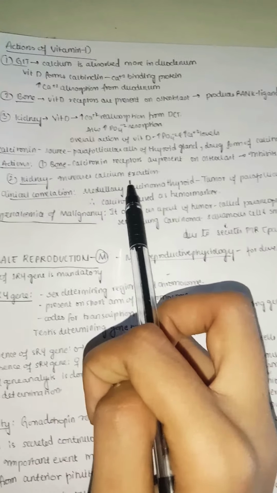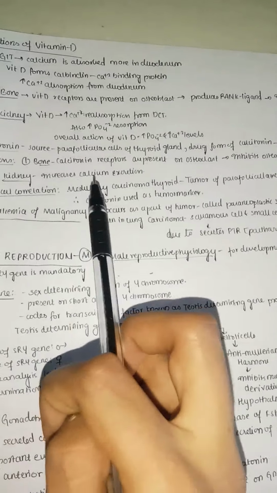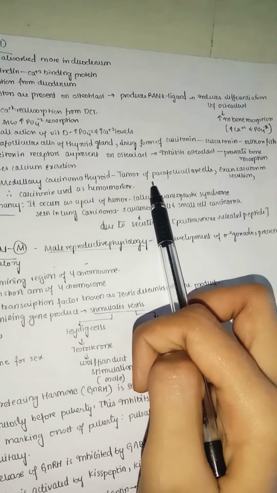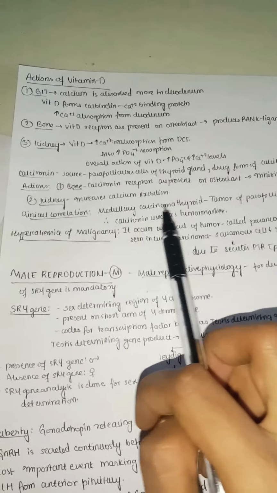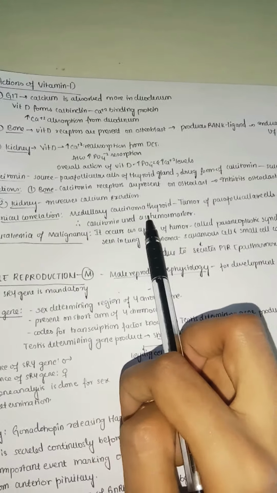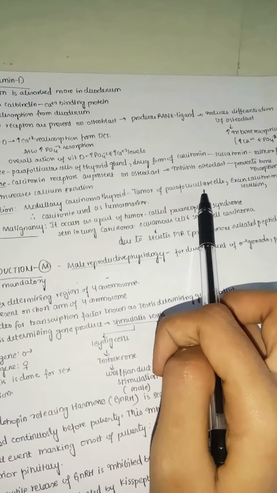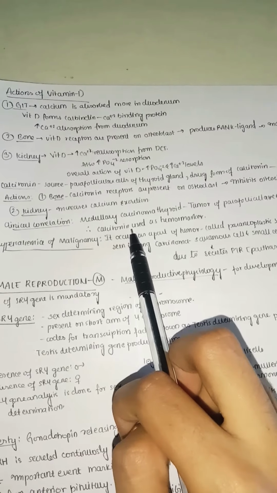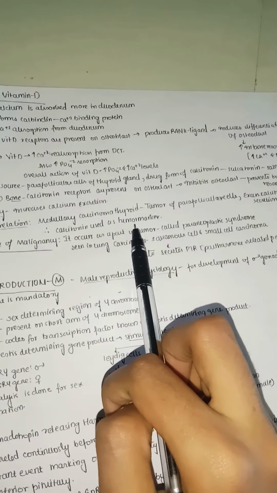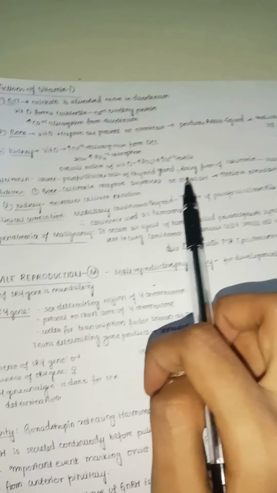it increases the calcium excretion. Clinical correlation is medullary carcinoma of the thyroid, a tumor of the parafollicular cells, with excess calcitonin secretion, therefore calcitonin is used as a tumor marker. So in medullary carcinoma thyroid, a tumor of parafollicular cells, excess calcitonin secretion is used as a tumor marker, because in this tumor mainly we will see calcitonin.